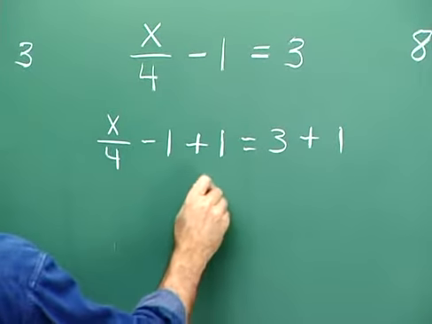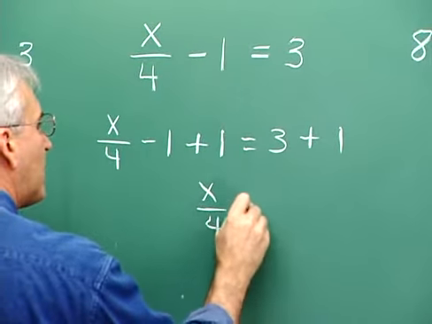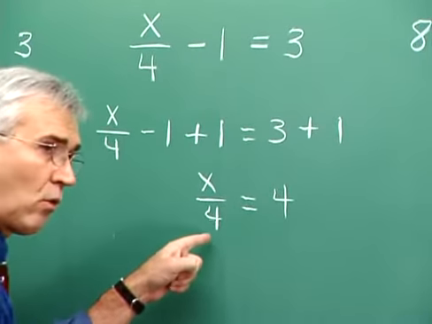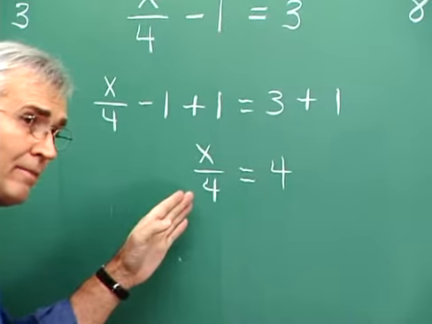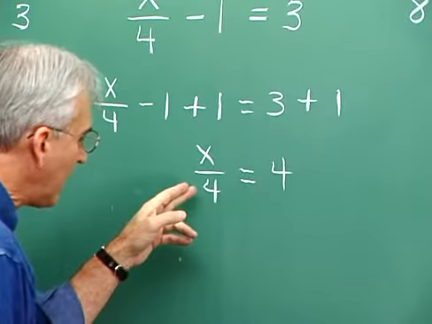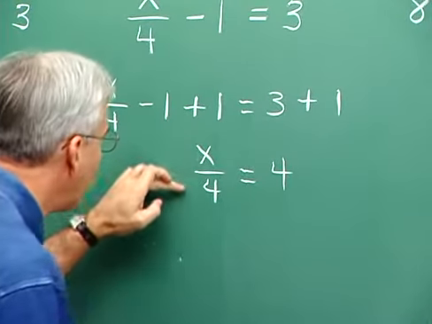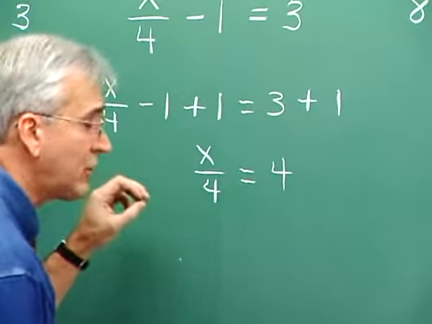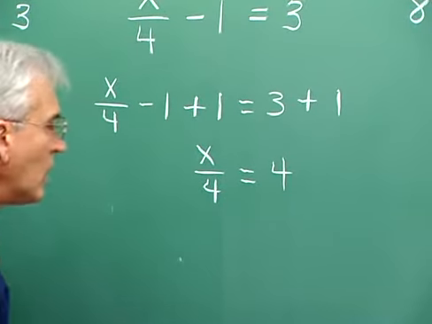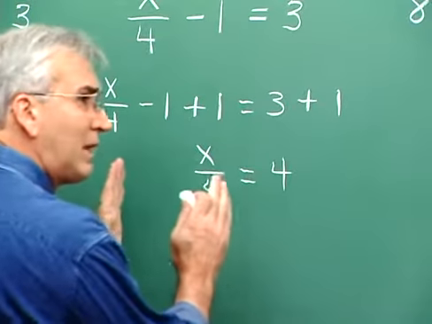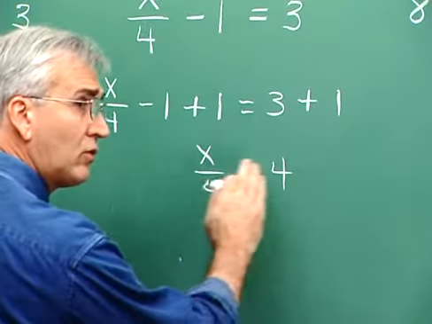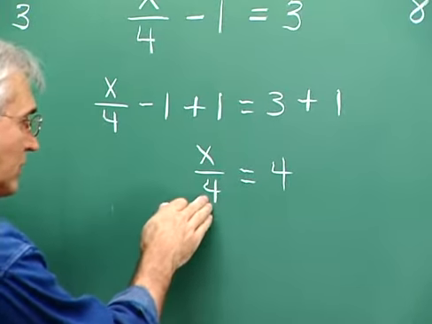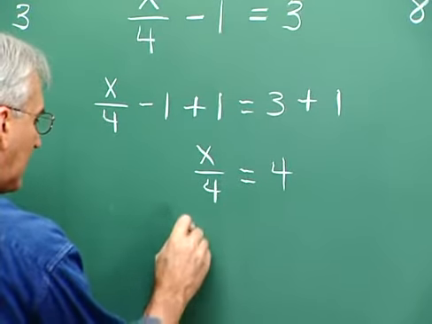The 1's go out, and we have x over 4 equals 3 and 1, 4. Now we'd like to clear that 4. Notice that it's in a denominator. And since it's in a denominator, we can interpret this as saying x divided by 4, and the inverse operation for division is multiplication. So we could simply show the multiplication of 4 on both sides in order to accomplish the cancellation of this 4. And it would look like this.